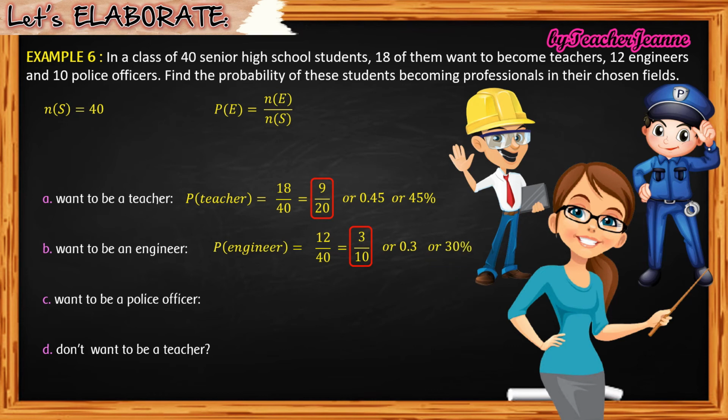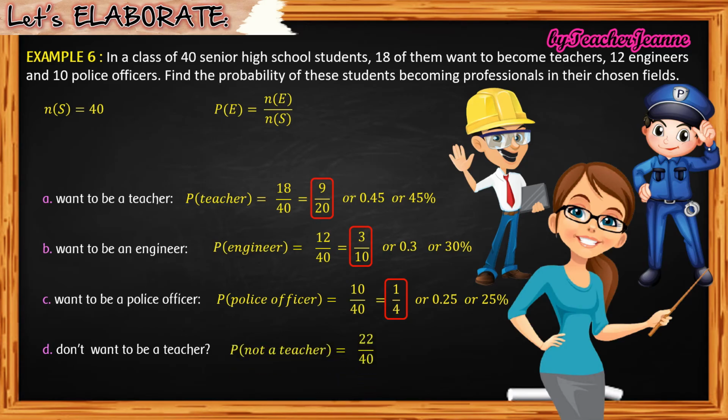For letter C, the probability of these students who want to become a police officer is 10 out of 40, and the greatest common factor is 10, so 10 divided by 10 is 1, and 40 divided by 10 is 4, so we have 1 over 4, or 1/4 as the simplest form, or 0.25 in decimal, or 25%. And for the last, the probability of these students who don't want to be a teacher is 22 out of 40, or 22 over 40, and the greatest common factor is 2, so the simplest form is 11 over 20, or in decimal that is 0.55 or 55%.